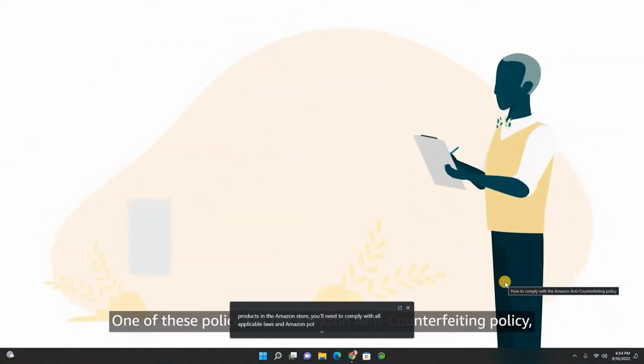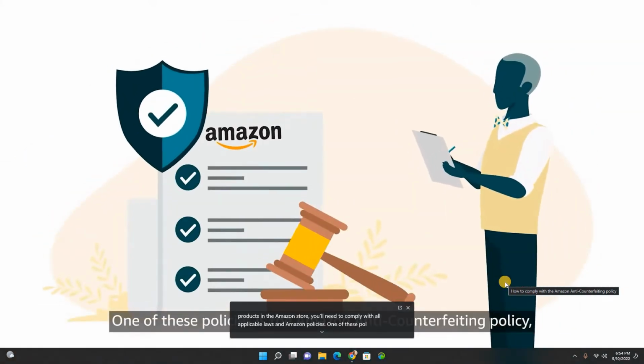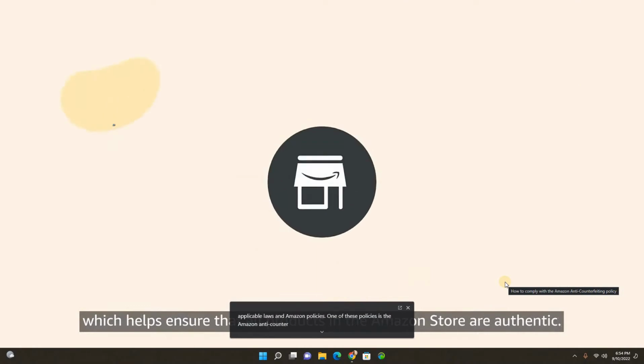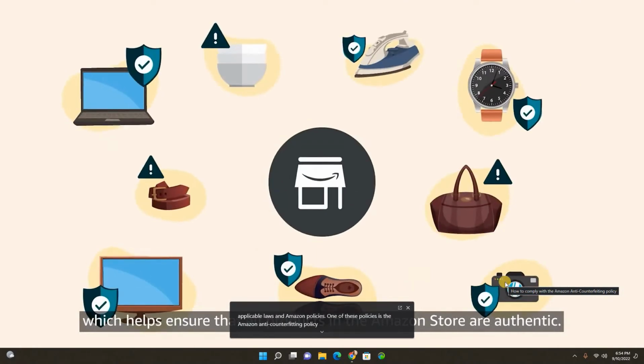This brings up one of these policies, which is the Amazon anti-counterfeiting policy, which helps ensure that all products in the Amazon store are authentic.